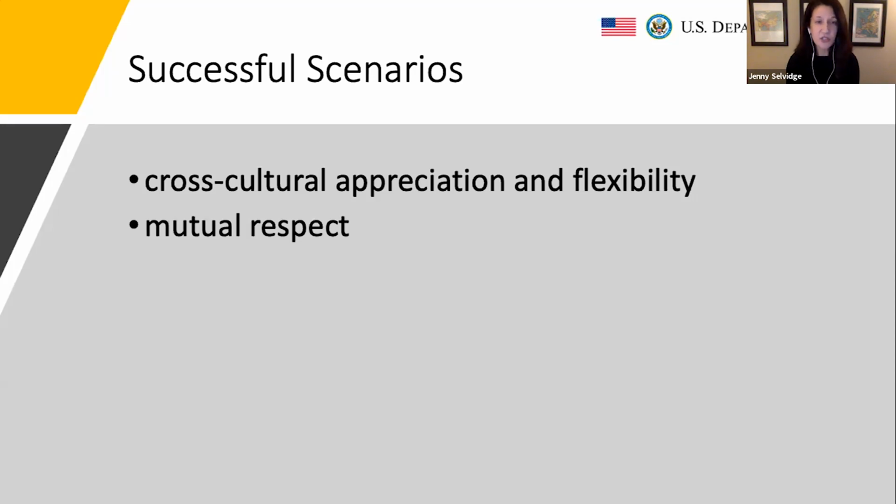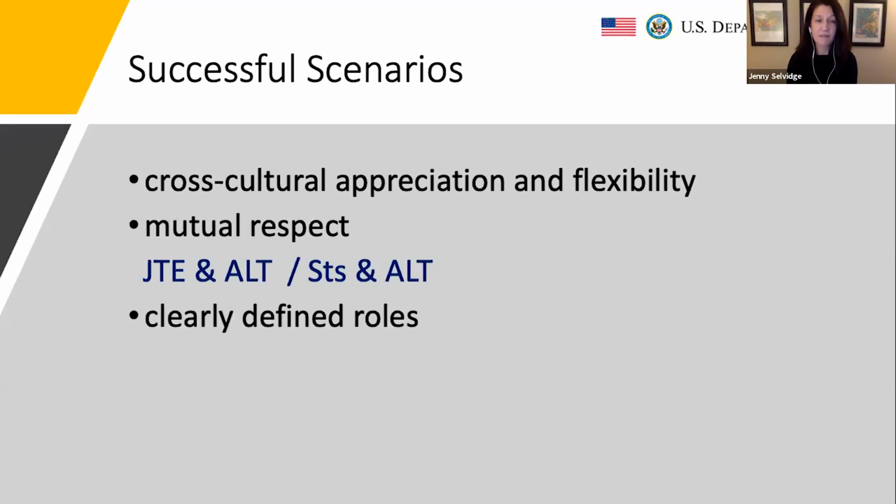Also, of course, mutual respect goes into that, both between the JTE and the ALT, and between students and the ALT. We always have to remember that students are watching us, right? When they see the JTE and the ALT really respect one another and value each other's culture, students pick up on that, and they could also show that kind of respect. I think it's also important, though, that when students don't show respect, JTEs notice that and address it. So mutual respect is a really important component.